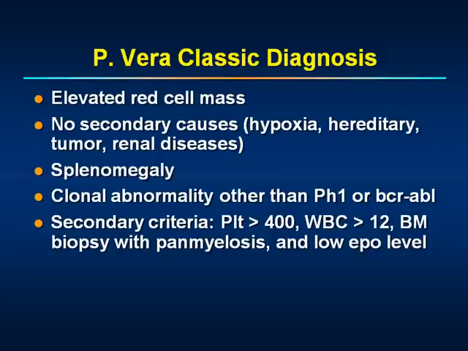The classic diagnosis is made by an elevated red cell mass without secondary causes such as hypoxia, hereditary hemoglobin disorders, tumor, or renal disease. Splenomegaly can be in the diagnosis, and a clonal abnormality other than Philadelphia 1 or the BCR-ABL characteristic of CML. Now, secondary criteria for P Vera are platelet counts greater than 400,000, elevated white counts, bone marrow biopsy with pan-myelosis, and a low EPO level.